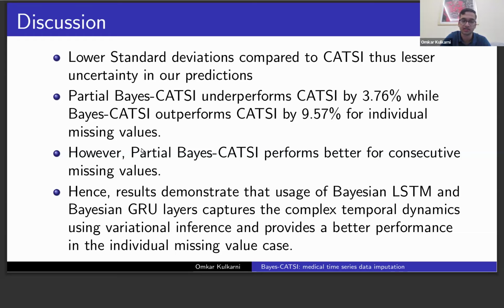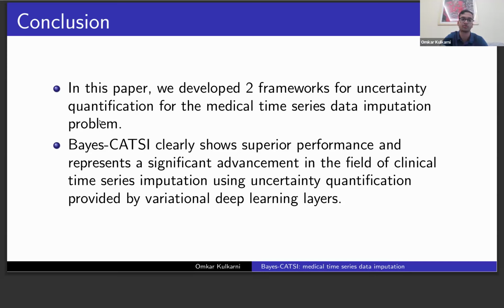So coming to the conclusion, in this paper, we developed two frameworks for uncertainty quantification for the medical time series data imputation problem. It can be clearly seen that Bayes-CATSI shows superior performance and represents a significant advancement in the field of clinical time series imputation using uncertainty quantification provided by variational deep learning layers.